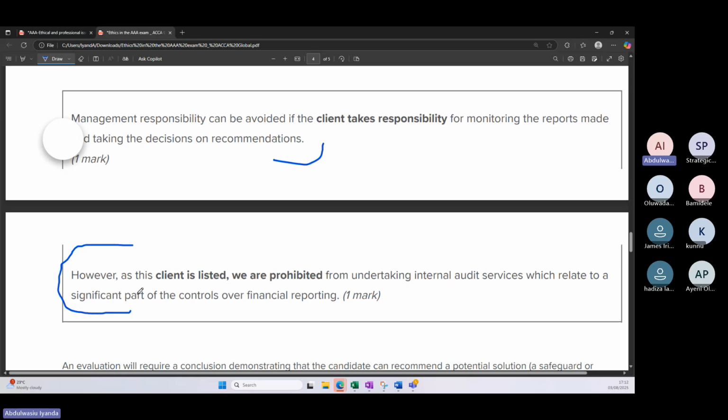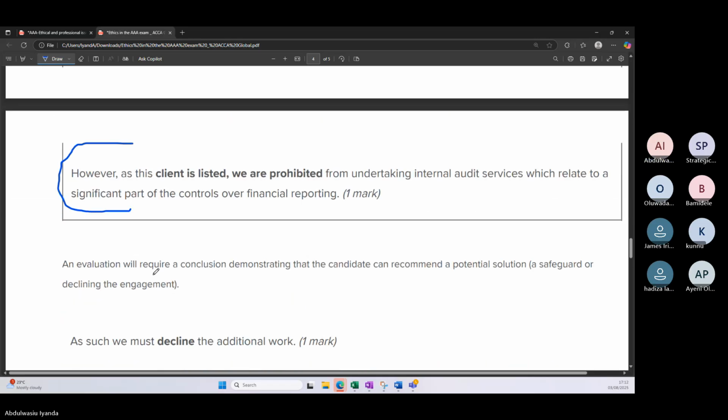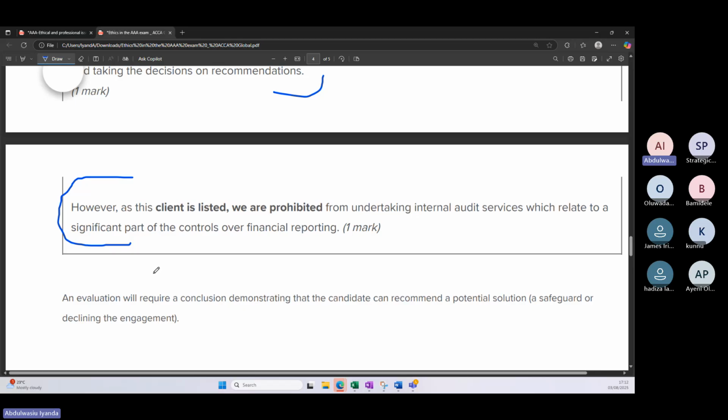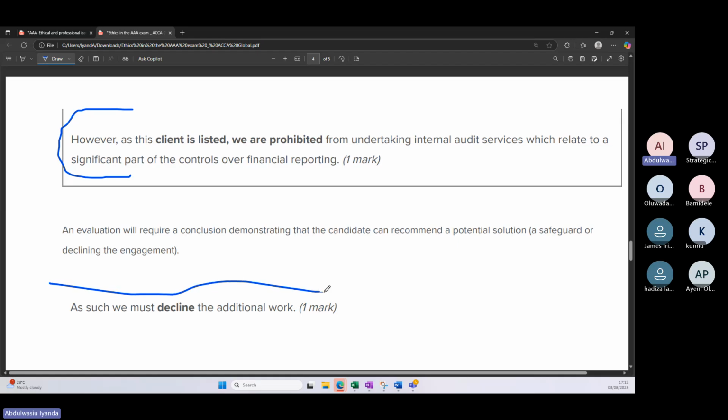Being a listed company now, this is prohibited. You can't do it. However, as this client is listed, we are prohibited from taking internal audit services which relate to a significant part of the control over financial reporting. So hence, you can put that conclusion. We should decline the engagement, which is also advisable for you as well.